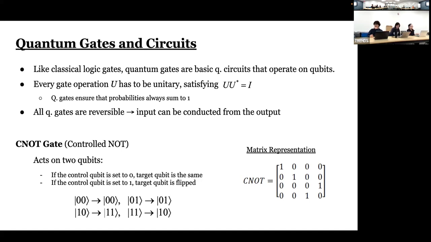We have an example of the CNOT gate, the controlled NOT gate, which acts on 2 qubits, a control qubit, which is usually the first qubit, and the second qubit, which is the target qubit. If the control qubit is set to 0, the target qubit remains the same. If the control qubit is set to 1, the target qubit is flipped. You can see the examples down there. And there is a matrix representation of it.